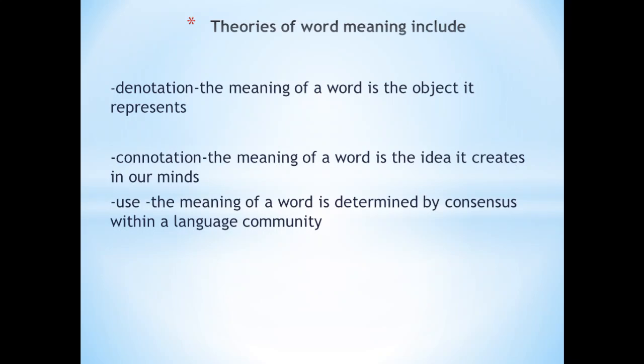Theories of word meaning include denotation: the meaning of a word is the object it represents. A word may have several denotations. The next one is connotation: the meaning of a word is the idea it creates in our minds. And the use of a word: the meaning of a word is determined by consensus within a large community.